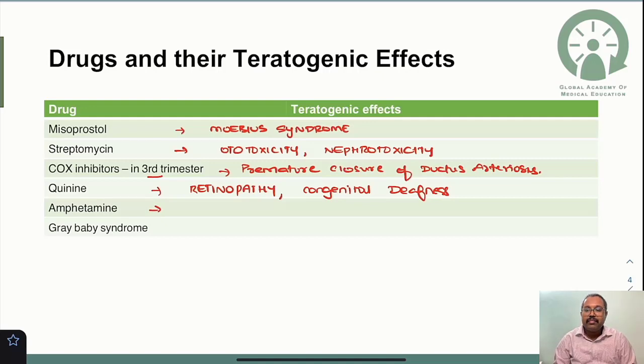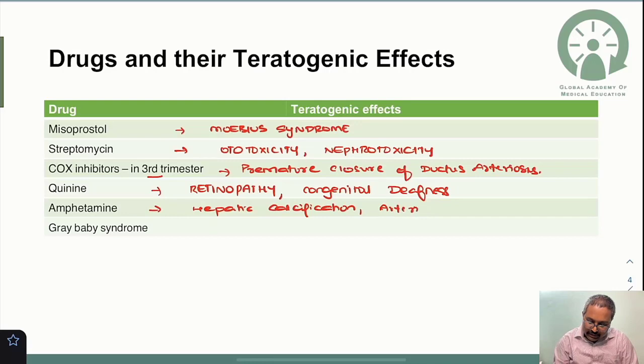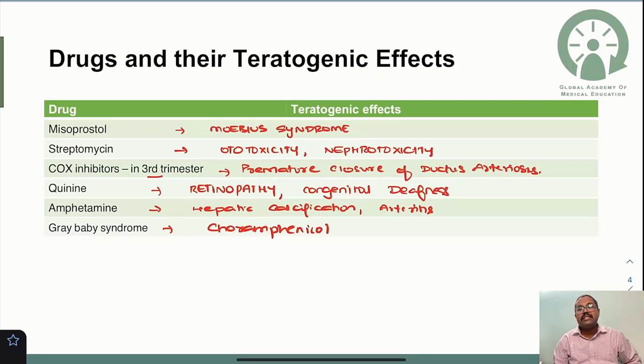So what about amphetamine? Amphetamines are known to cause hepatic calcification, and also they are known to cause arteritis. So what about gray baby syndrome? Gray baby syndrome is usually seen whenever you give chloramphenicol. So gray baby syndrome is associated with chloramphenicol. So these are some of the very important teratogenic effects that can be seen with some of the very important drugs.